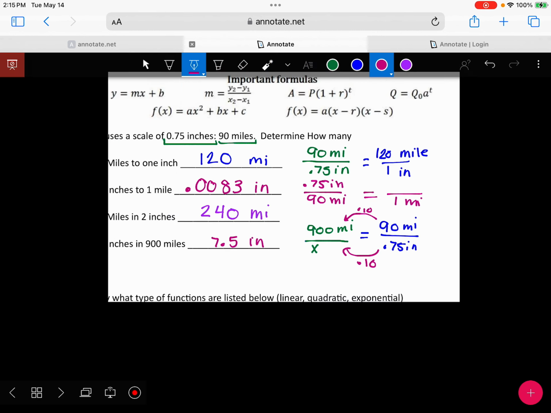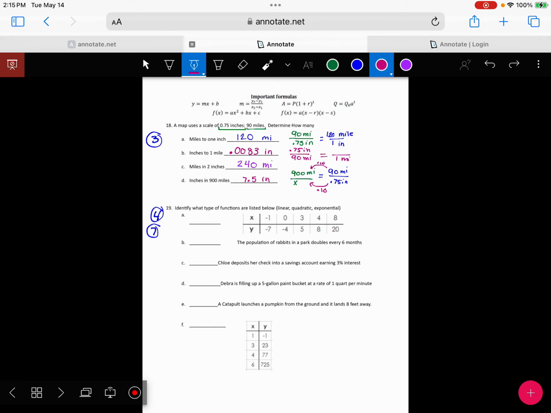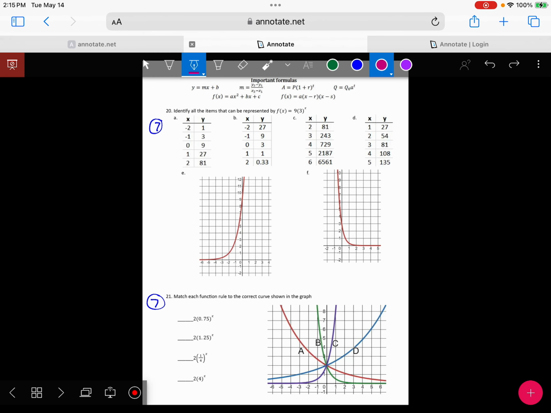I did 0.0083 times 900, and I got 7.47. It's because there was some rounding when it came to doing it the inches per mile. We rounded just a little. And it would get you close enough, and honestly, I'd take it. Because you went the hard way.